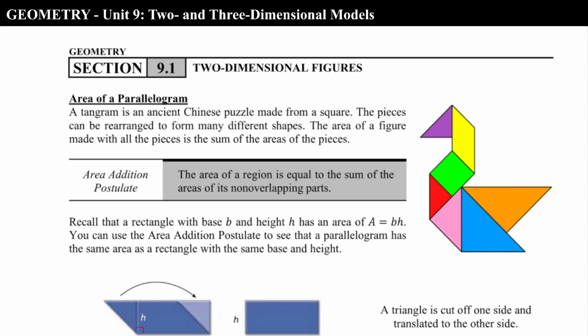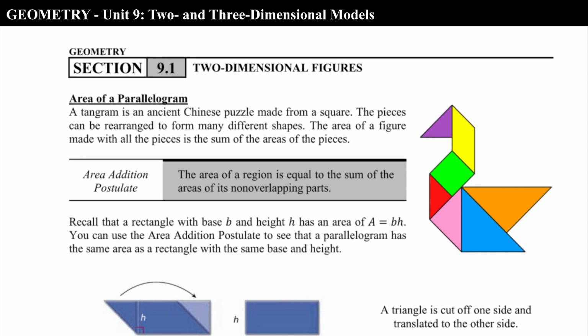Now, a tangram is an ancient Chinese puzzle made from a square. An example of the pieces of a tangram are given to you there on the right. The pieces can be rearranged to form many different shapes. In this case, we have a shape of a swan. The area of a figure made with all the pieces is the sum of the areas of the pieces. And that gives us the area addition postulate.